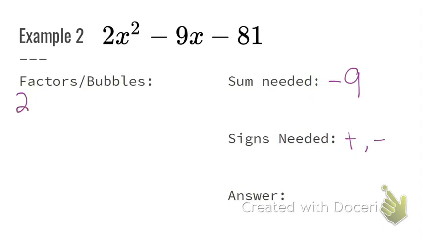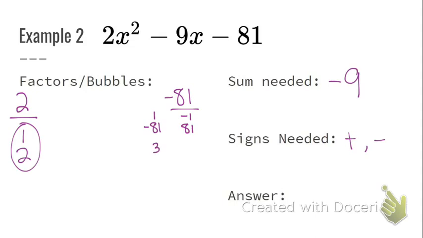So our factors for the leading coefficient would just be 1 and 2. Our factors for 81, we've got more options. Actually, it's a negative 81. So when we do these, we could have positive 1, negative 81. We could have negative 1, positive 81. Let's see, 2 won't work, 3 would work. We could have 3 and negative 27, or negative 3 and positive 27.